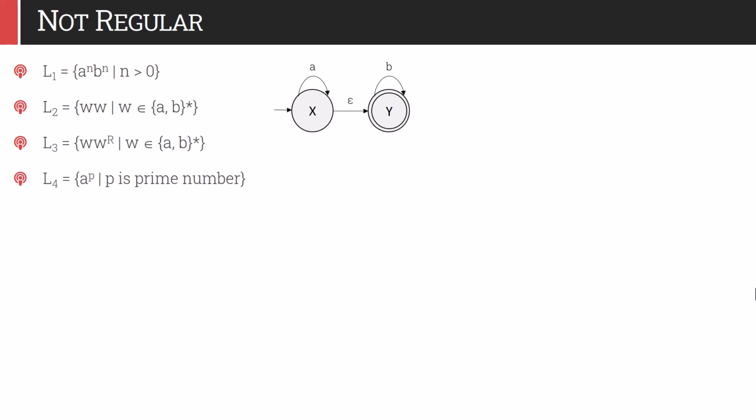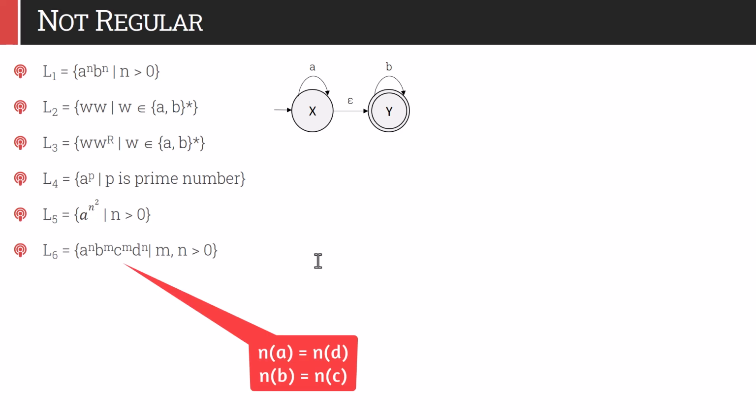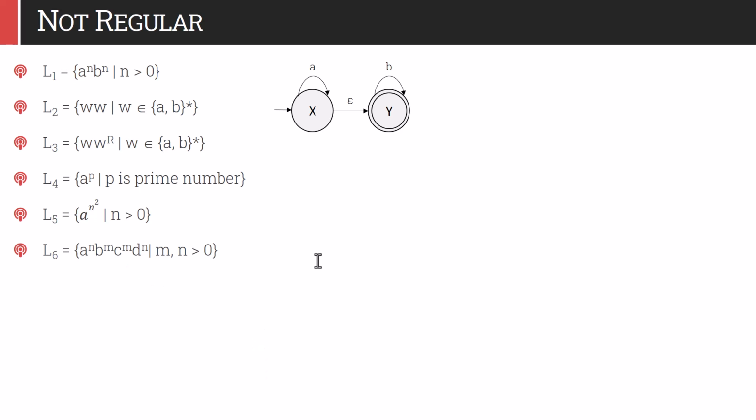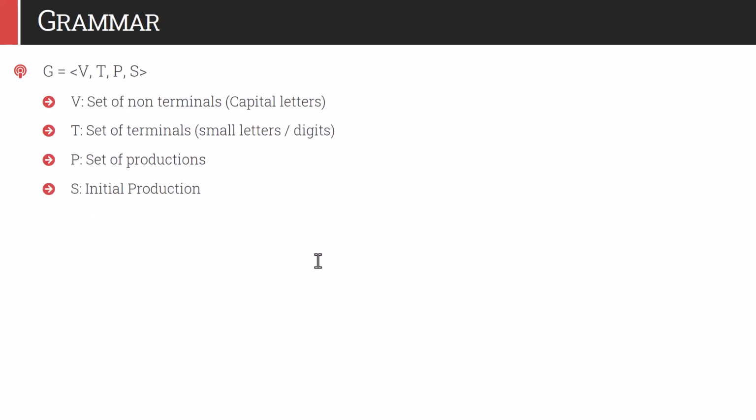L4 is equal to A power P, where P is a prime number. So again, you need to remember how many exact A's it has to read. Next is A power N square, where N is greater than 0. It is not regular. L6 is equal to A power N, B power M, C power M, D power N. It is not regular because the number of C's depends on the number of B's, and similarly the number of D's depends on the number of A's. So memory is required and this is not regular.